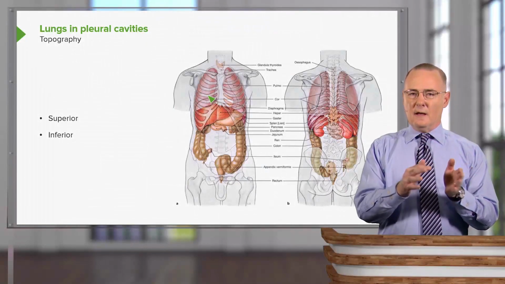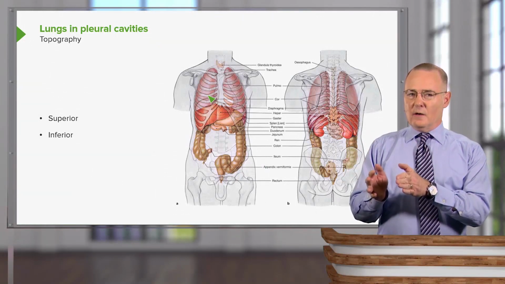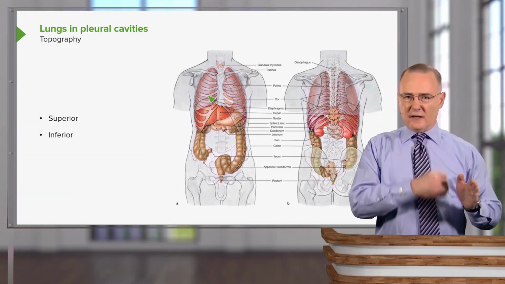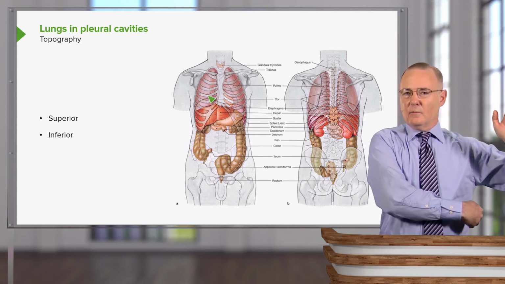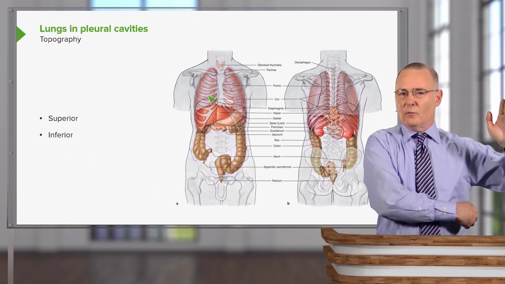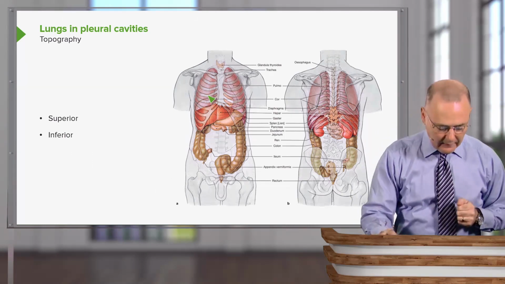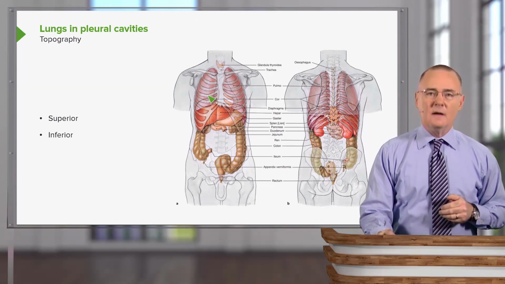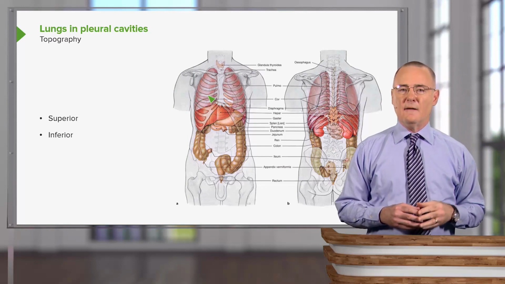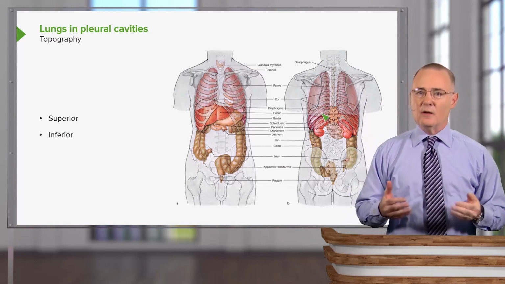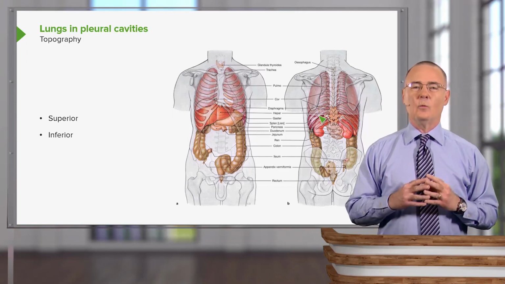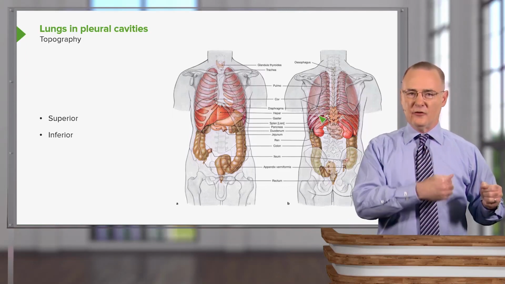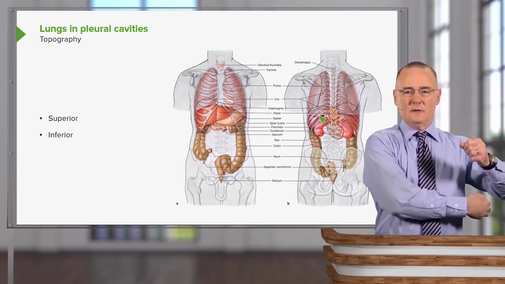If we start with the midclavicular, going to mid-axillary, going to the paravertebral, the inferior limits of the right lung and the left lung will be at rib 6, midclavicular. Mid-axillary, the lung will extend down to rib 8, and then posteriorly, the inferior limit of the right lung and the left lung will extend down to the level of your 10th rib. So it's 6, 8, 10.